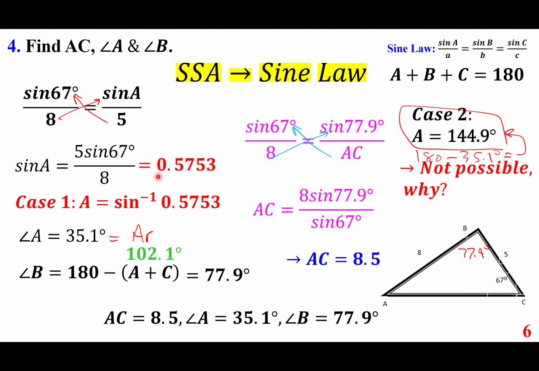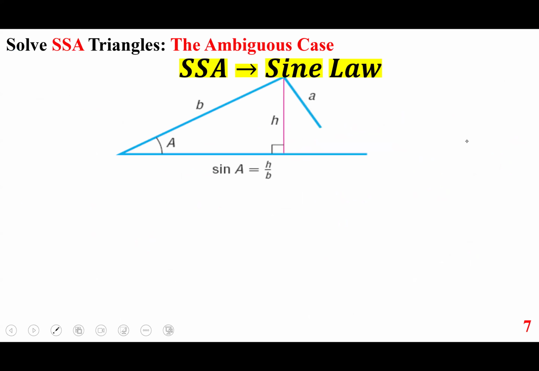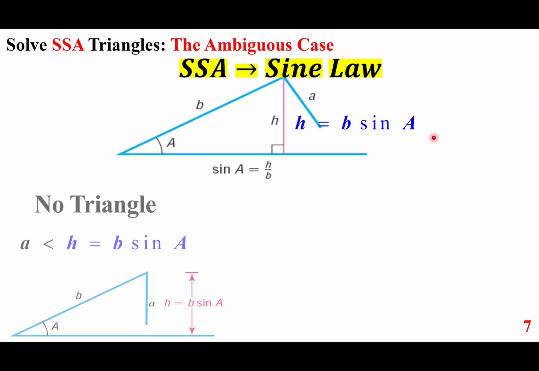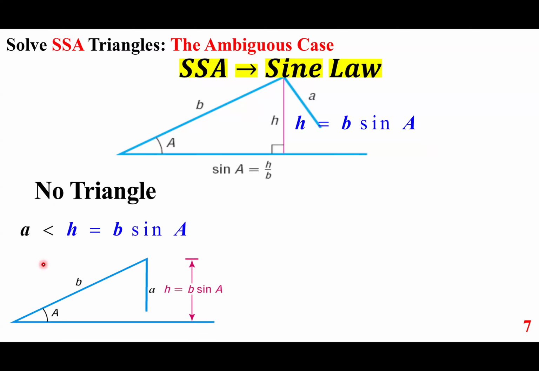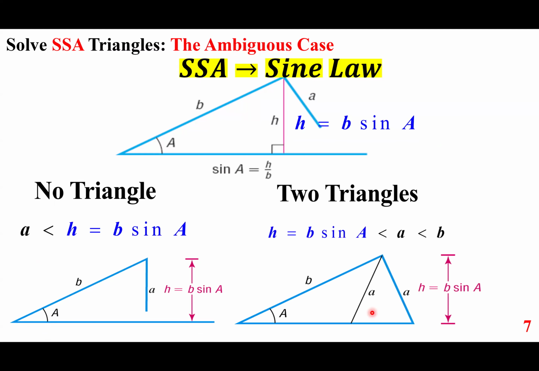So ultimately you end up with a number here that may be larger than one and it doesn't give you a solution, a number that results in one case, or a number that results in two cases. That's why it's an ambiguous case. So that's what happens here. h is equal to b sine A. If a is smaller than b sine A, we have no triangle. If it's less than a, and a is less than b, then we have two possibilities.